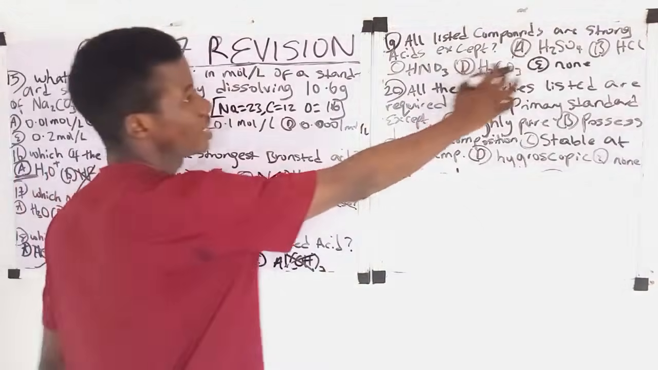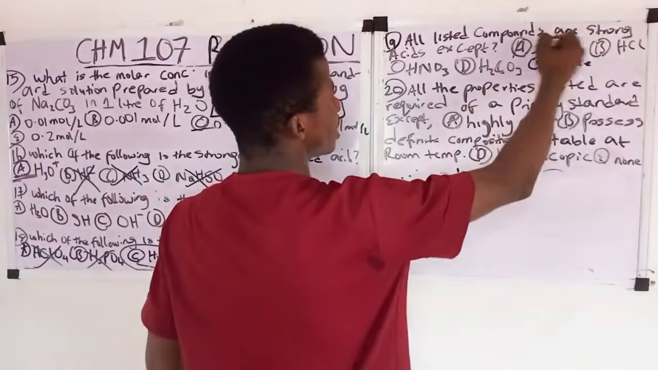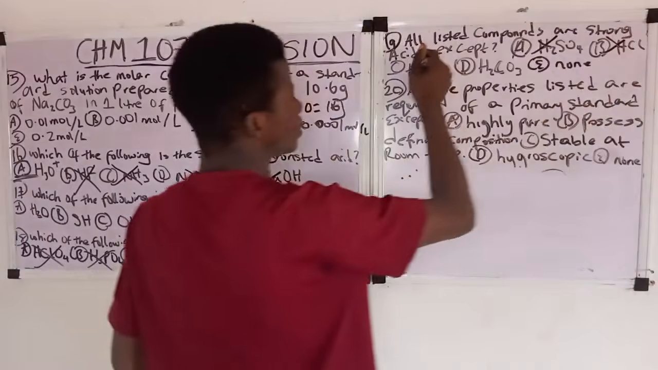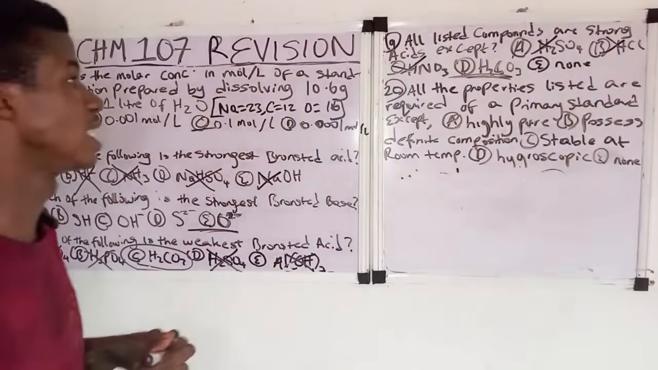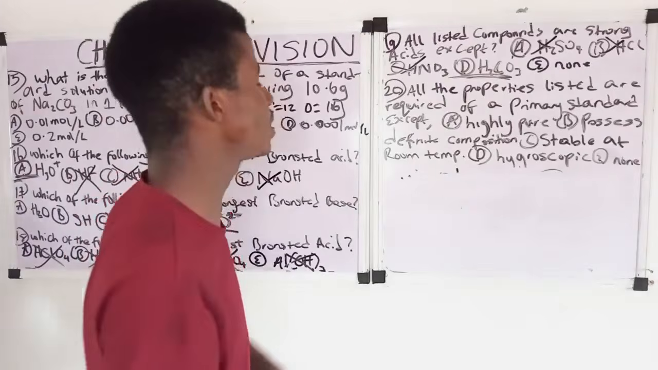This one is a strong acid, this one is a strong acid. This one is the answer, carbonic. Carbonic acid is a weak acid. Now look at question 20.